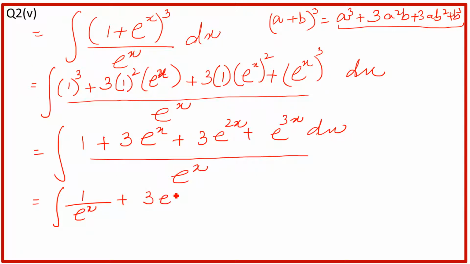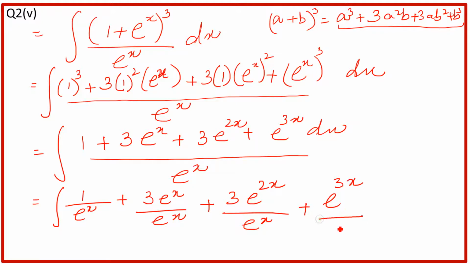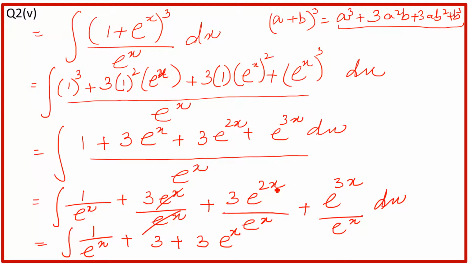It will be 3e^x divided by e^x plus 3e^2x divided by e^x plus e^3x divided by e^x dx. Here see, this e^x will cancel this. We have 1 over e^x plus 3 plus 3e^x. Why e^x? Because 2x minus x. When we take this e^x into the numerator, the sign will change because we have the same base e. Same thing here, it will be e^2x dx.